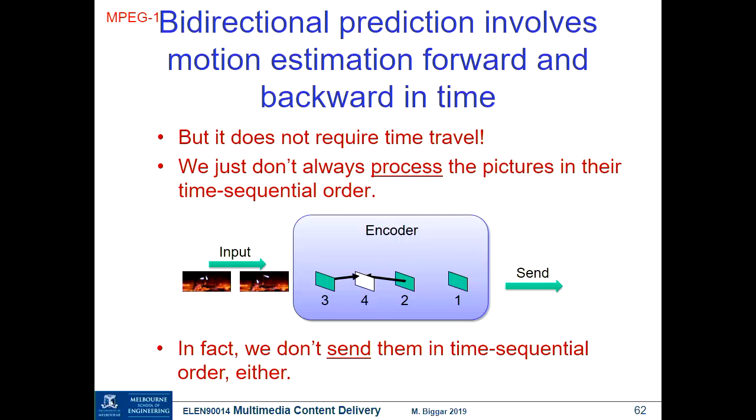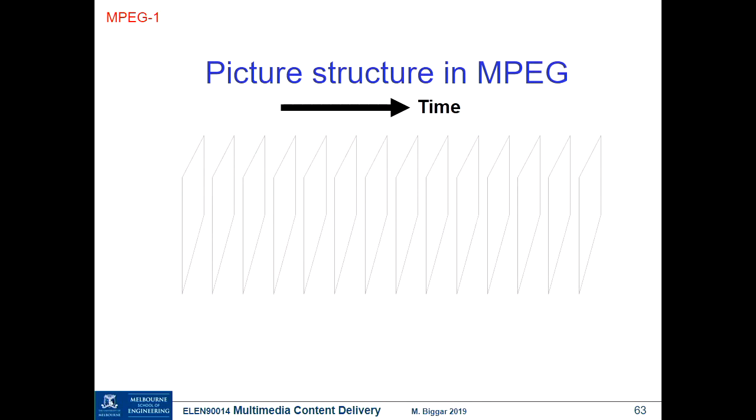Not only do we not process the pictures in their time sequential order, but we don't send them in the time sequential order either, and we'll see that in just a moment. As a result of the use of these bidirectionally predicted pictures and the key frames, this gives us the distinct picture structure which emerged in MPEG. It hadn't been used before.